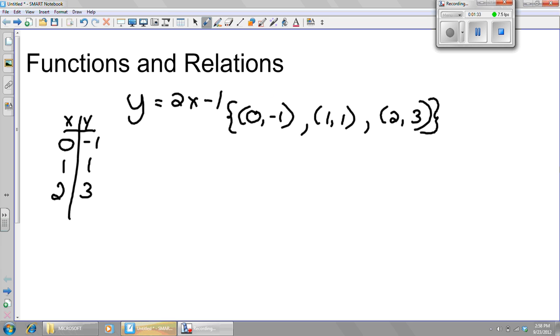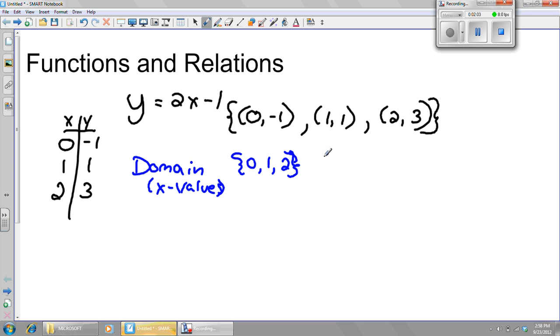And every relation has two parts. It has a domain, and the domain is the x values, or your inputs. So your domain for this set would be 0, 1, and 2. And notice I wrote them numerically in order, and that is usually the most common way to do it.